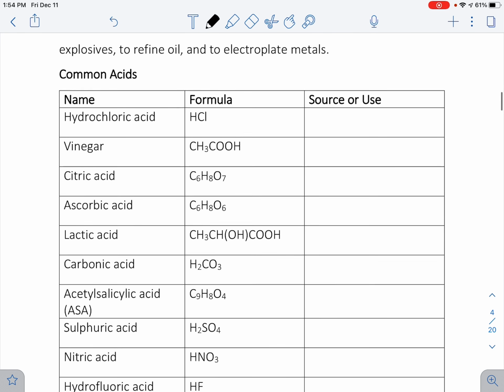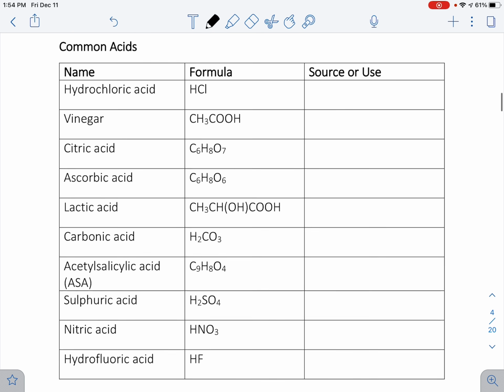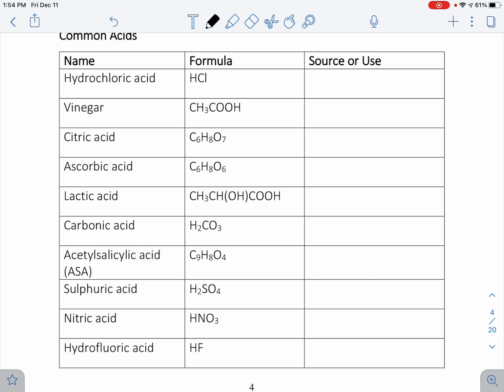So here are some examples of common acids: hydrochloric acid, vinegar, citric acid, ascorbic acid, lactic acid, carbonic acid, salicylic acid, sulfuric acid, and nitric acid, as well as hydrofluoric acid. And notice that the formulas are very interesting. The formulas are all different. Some of them are pretty straightforward, but other ones are maybe a little bit new to you. So you might have to review them or memorize them, which is a good way to go about it.